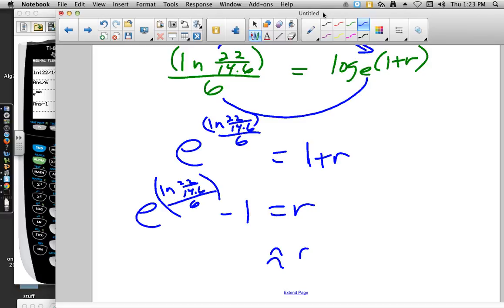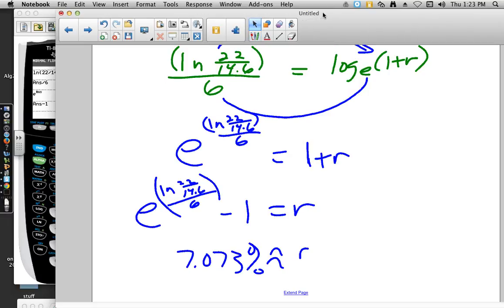Which would be approximately 7.073%. So like I said, I thought perhaps it's the punching in that's going wrong for you, and when that happens, just take it step by step, because obviously you're missing a set of parentheses or something that the calculator needs in order to give you the answer.